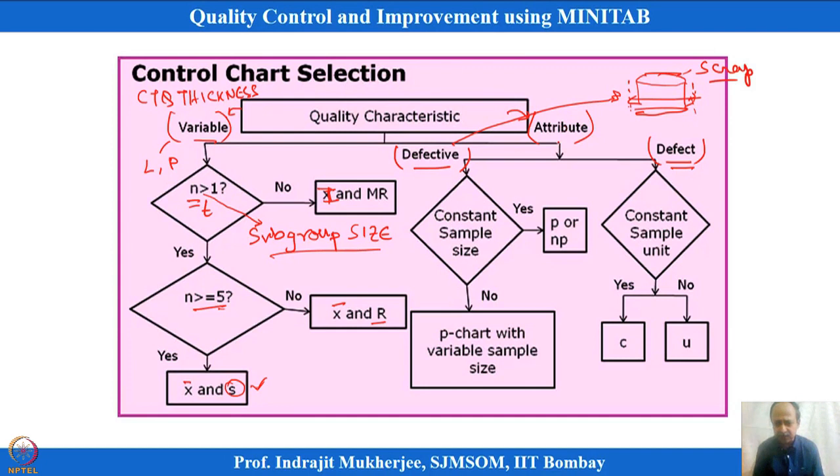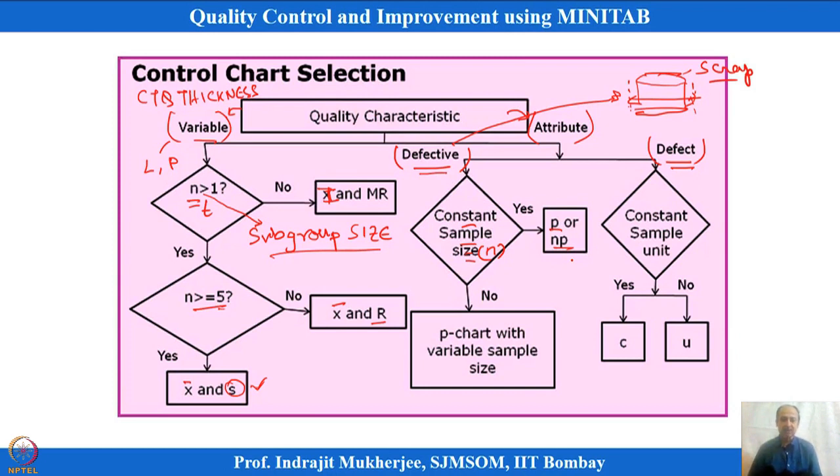Within attribute charts also there are bifurcations. If it is a defective chart, we look at whether the sample size, the number of samples or subgroup n, is constant or varying. In case it is constant, we can use P or NP charts. P and NP charts are more or less the same; only for the benefit of the operators, we multiply by n. We will see how the calculation is done. So, the NP chart is only to facilitate the operator to monitor.